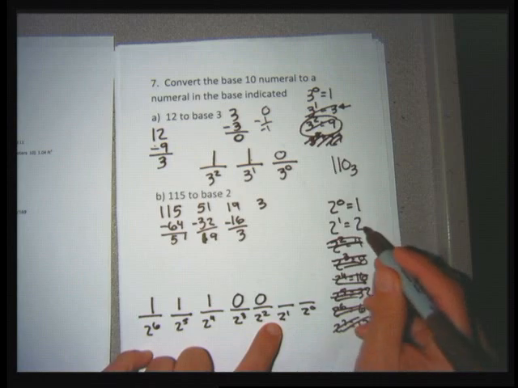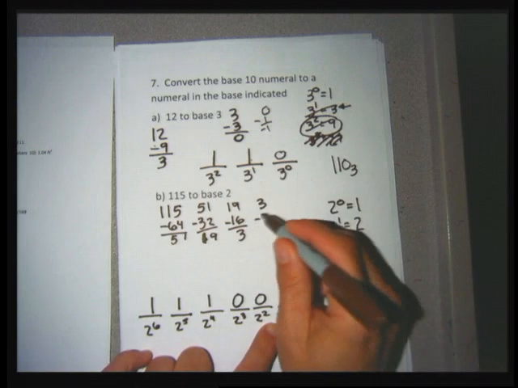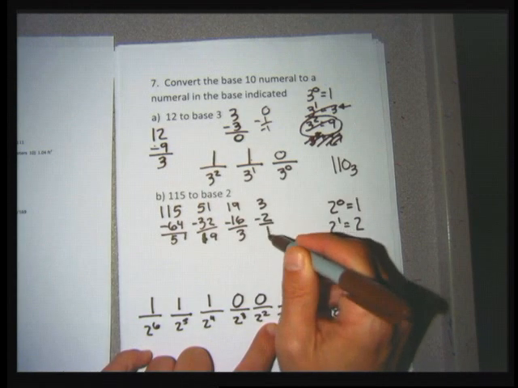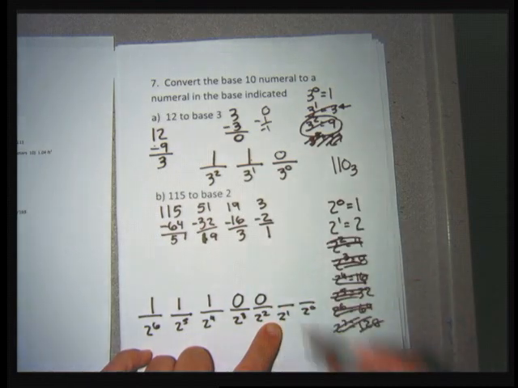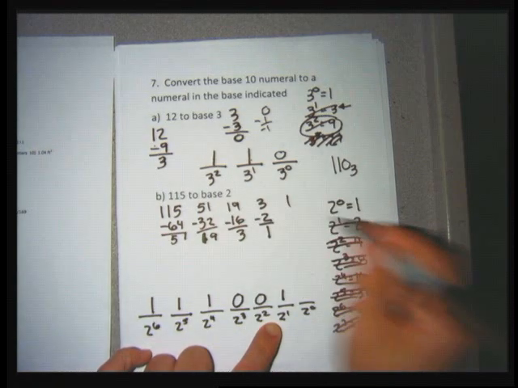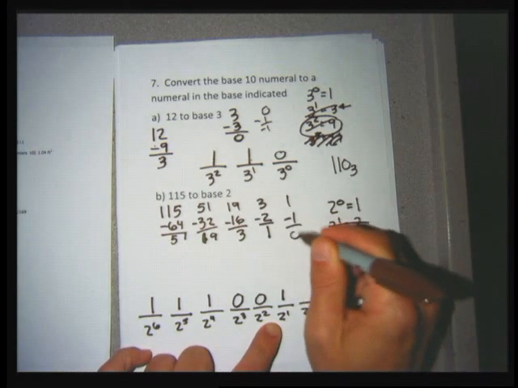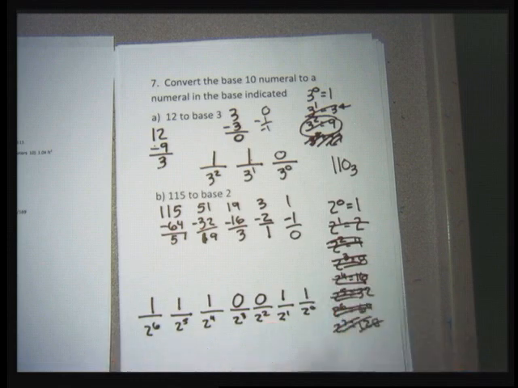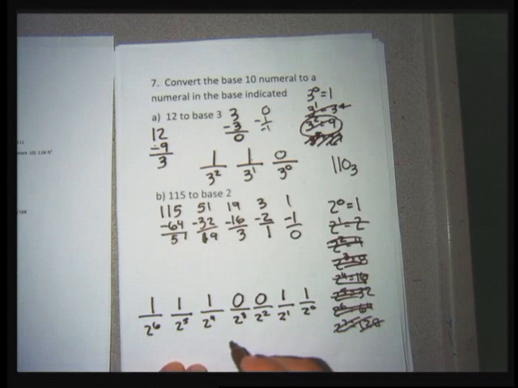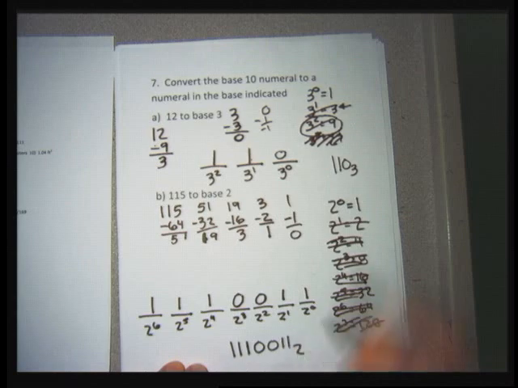Now I'm going to finally get to a number that I could subtract, which is a 2. I'm going to go 3 minus 2 is 1. If I try to subtract 2 again, I'd go negative. So I was able to subtract 2 to the first power one time. Done with that. And now I subtract the last number, which is 2 to the 0, and I was able to do it one time. My answer for this problem, 115 converted to base 2, is going to be 1110011 base 2.